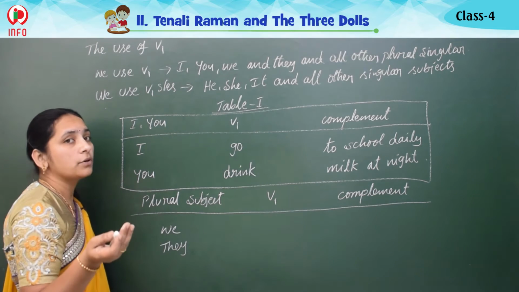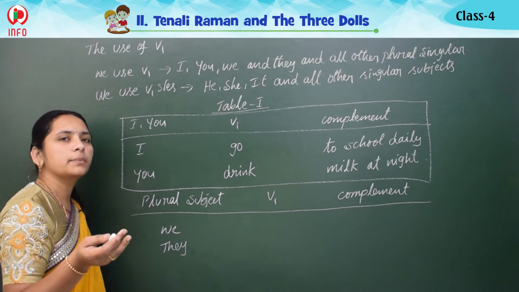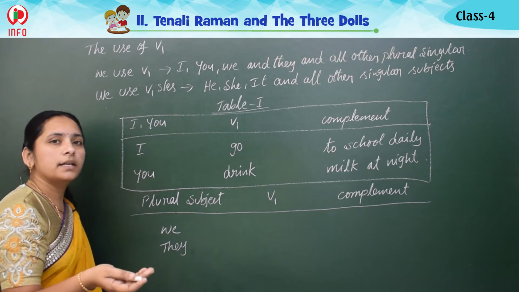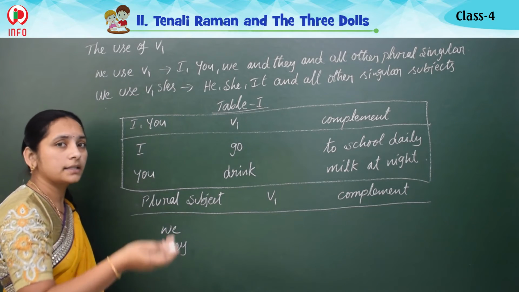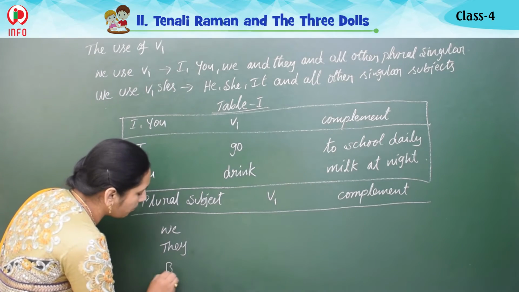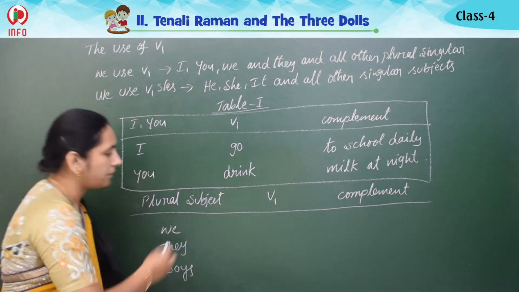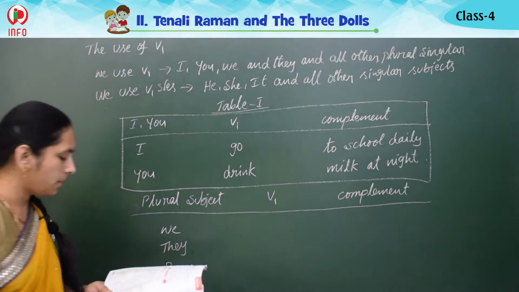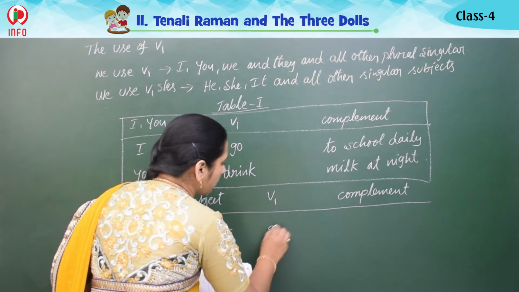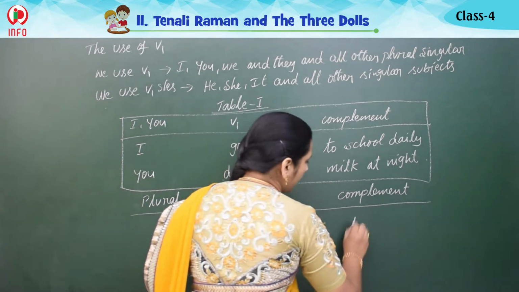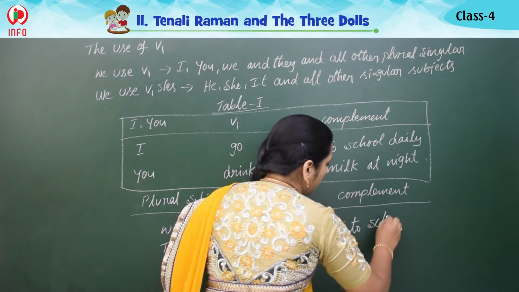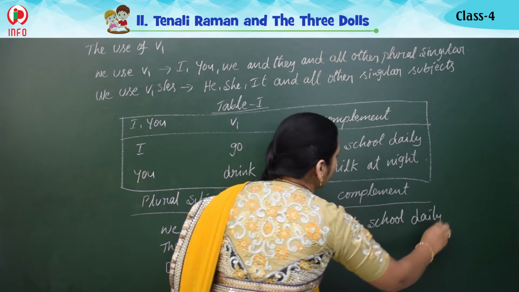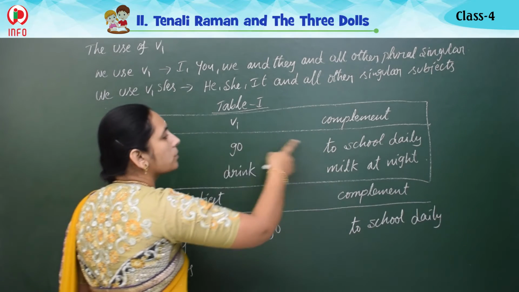And as I told you, all other plural subjects means girls, boys, teachers, students, parents, people, like this you can write. So now I am taking boys. If we get plural subjects like this, we should write the verb in V1 form only. So what is this? We go to school daily. So here I and we are there. I go to school daily.